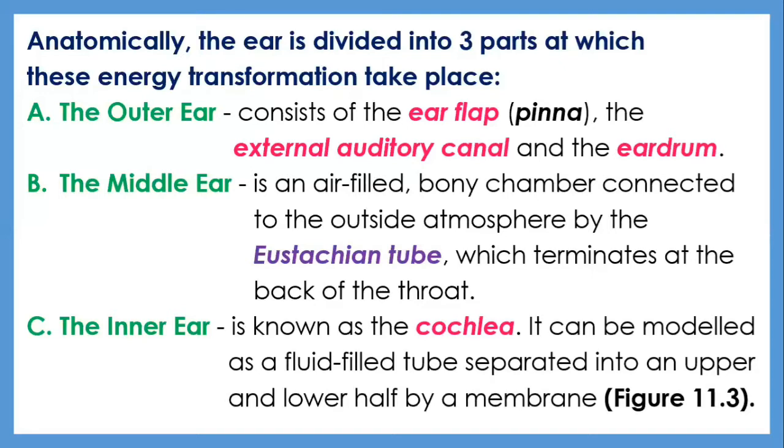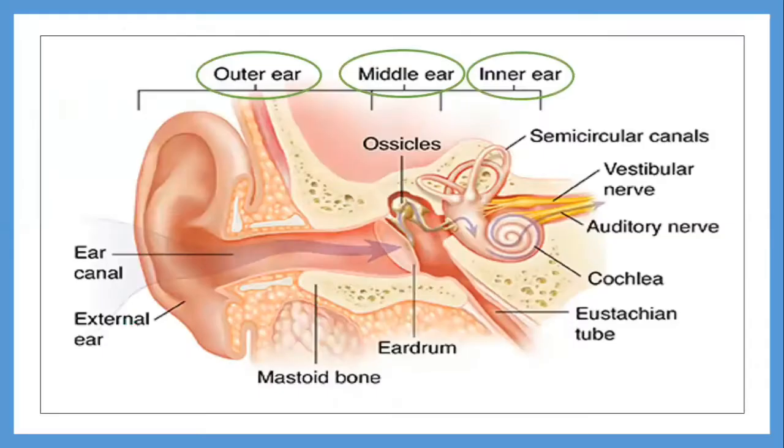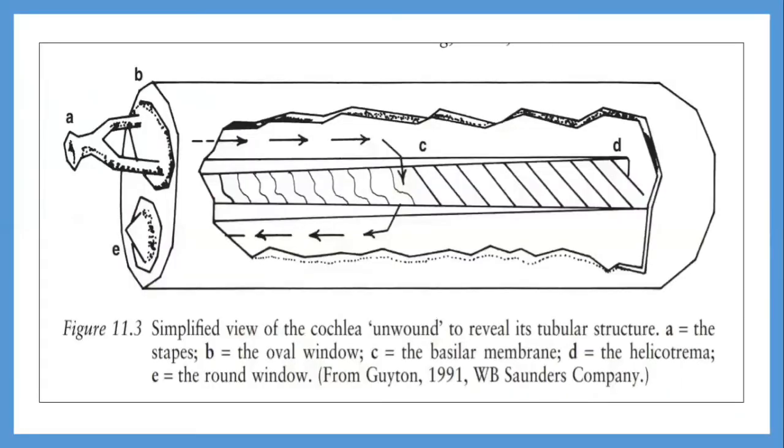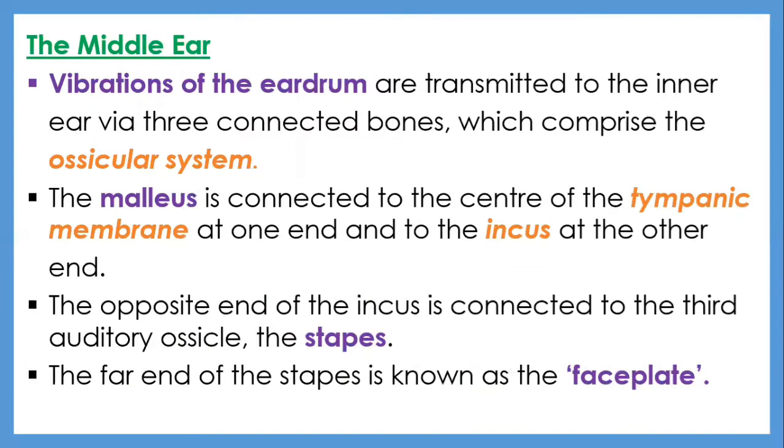It can be modeled as a fluid-filled tube separated into an upper and lower half by a membrane. Now, as you can see, this is a clearer picture of the human ear. And as you can notice, this is divided into 3 parts. We have the outer ear, the middle ear, and the inner ear. And as shown in figure 11.3, this is a simplified view of the cochlea unwound to reveal its tubular structure. And moving on, we have the middle ear.